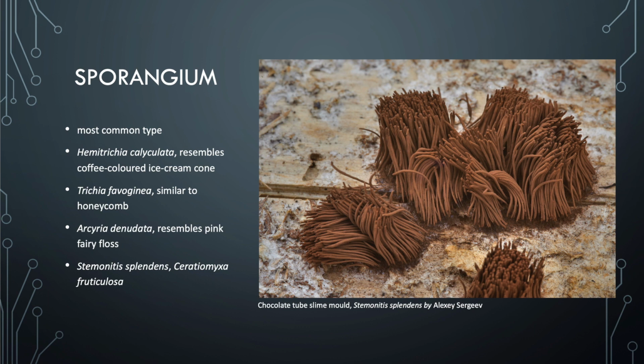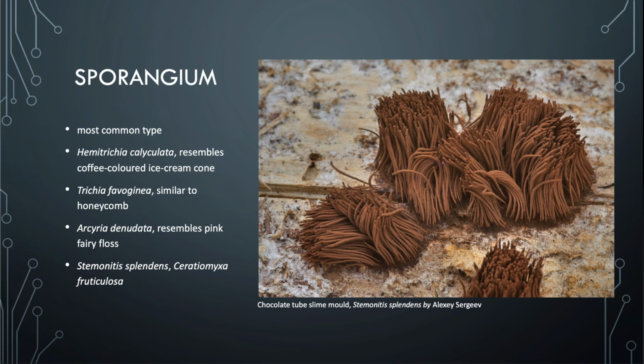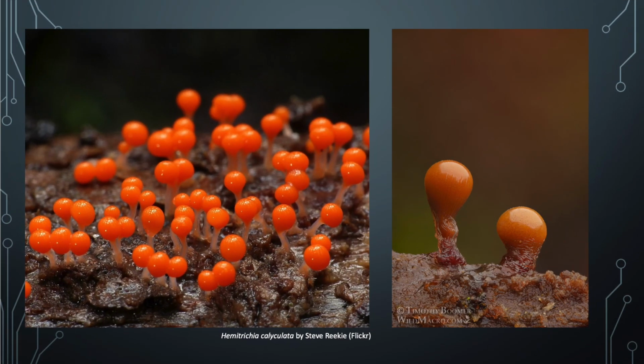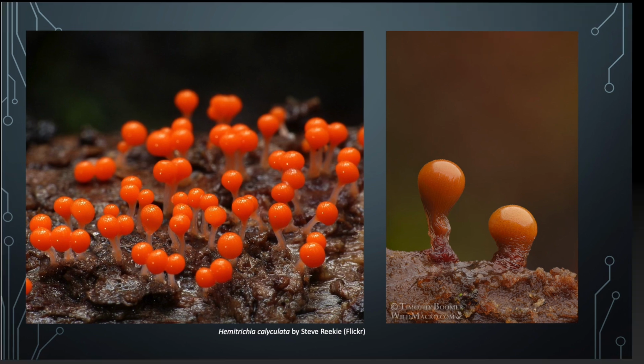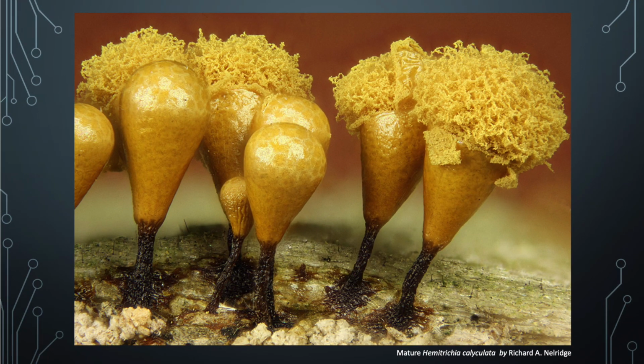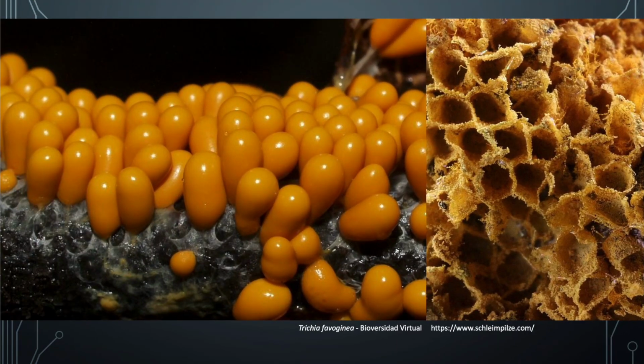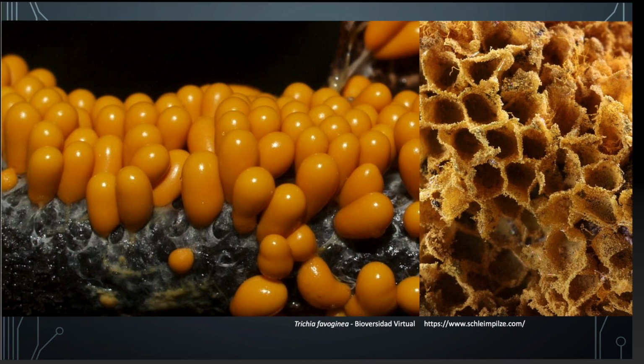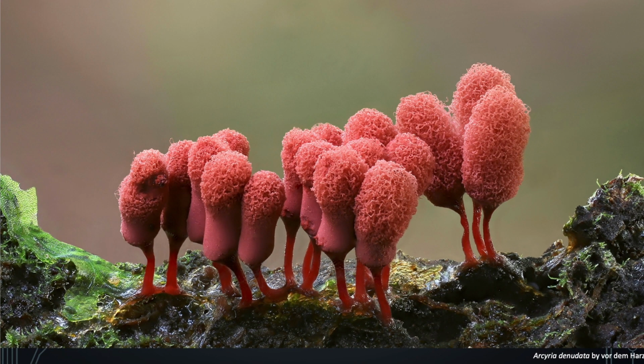For example, Stemonitis splendens is a chocolate tube slime mold, which you can see in the image on the right. Hemitrichia calyculata resembles coffee-colored ice cream cones. Trichia favoginea has a honeycomb shape once the spores are released. Arcyria denudata resembles pink fairy floss when mature.